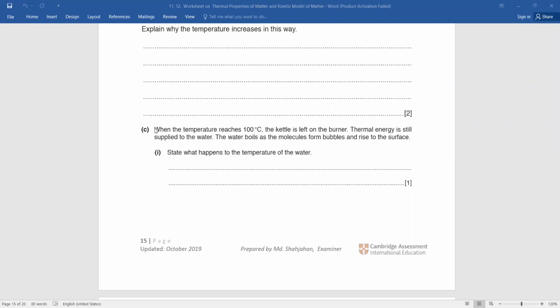Ravi left. When the temperature reaches 100 degrees Celsius, the kettle is left on the burner. The thermal energy is still supplied to the water. The water boils as the molecules form bubbles and rise to the surface. State what happens to the temperature of the water.